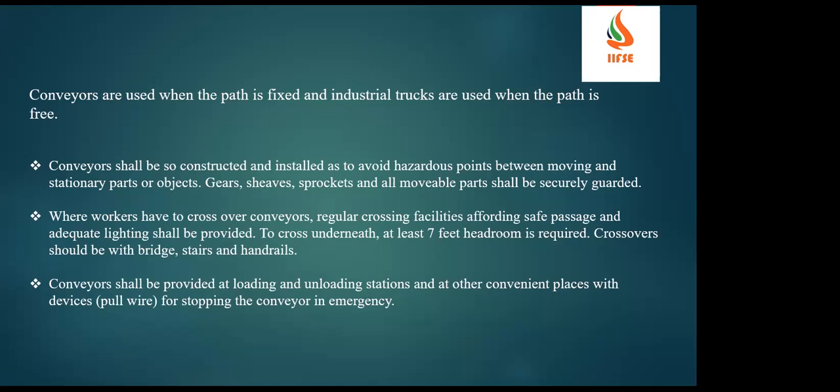And where the workers have to cross over, there we have to provide this underneath. If you are going underneath, at a minimum we need to have a 7 feet headroom. If they are crossing over, we need to provide a proper facility to cross over the conveyor.